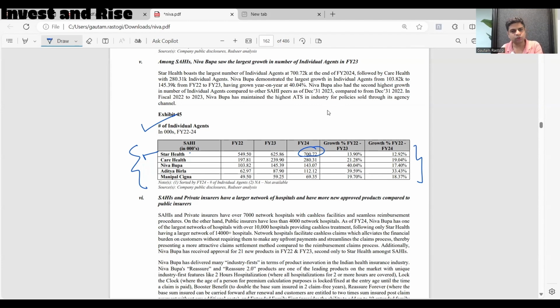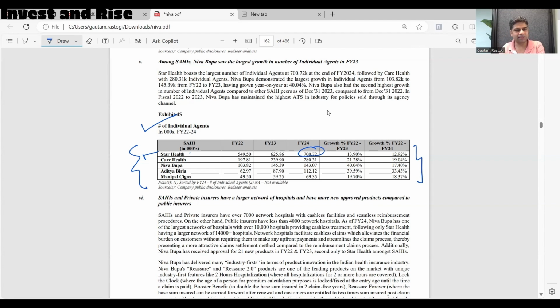Now, it has some downside as well. If you aggressively increase the number of agents, those agents may have aggressive sales targets, and there may be some agent mis-selling that happens. So as an investor, you've got to be careful when you analyze these companies.